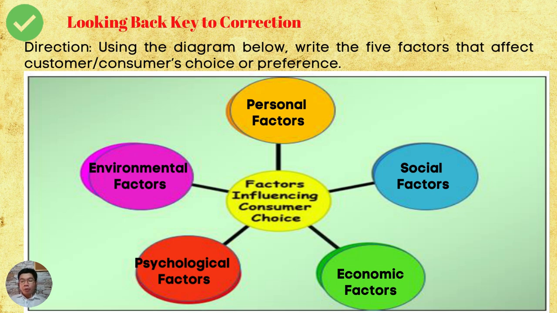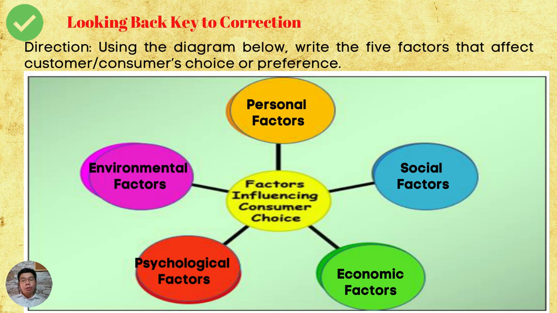For the social factors, it is the effects of people and groups influencing one another through culture and subculture, social class, reference groups, and family. For the economic factors, it refers to such as income, education, employment, community safety, and social support.